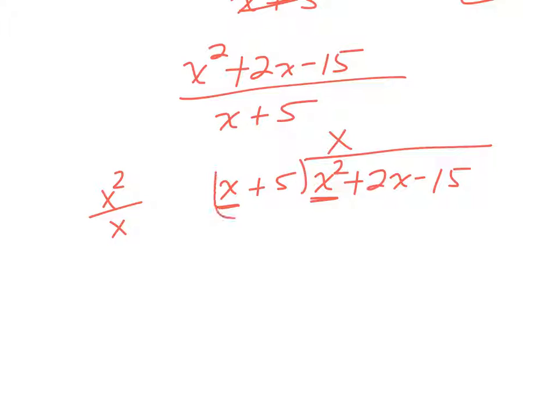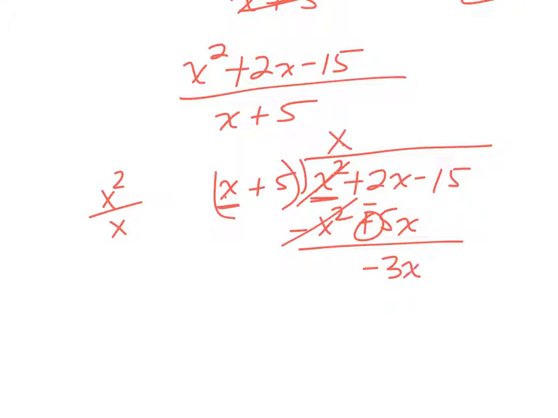Now we're going to distribute. X times x is x squared. X times 5 is 5x. When you draw the line, change the signs. Okay, those cancel. 2x minus 5x is negative 3x. And we're going to bring down the minus 15. And all we're going to do is repeat that process again.